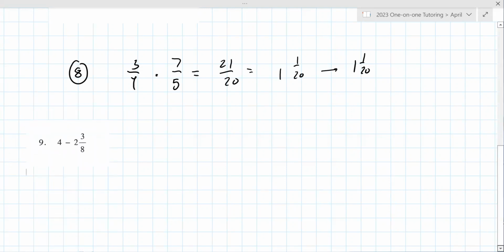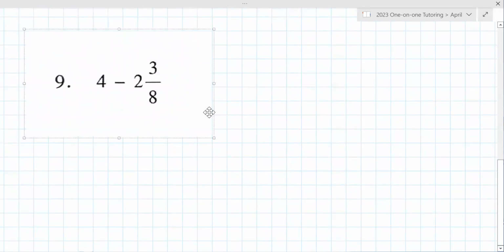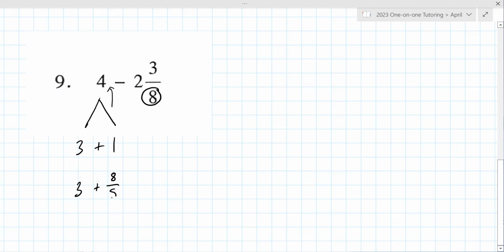Okay. All right. So for this first problem here, number 9, there's no fraction to the right of the 4. So you could just write it as 4 over 1, or would you just keep it at 4? You want to split it apart here. It's a little bit awkward, but you look at this part. So it'd be 3 plus 1, but instead of 1, you're going to use this denominator here and write it as 3 plus 8 over 8 minus 2 minus 3 over 8.